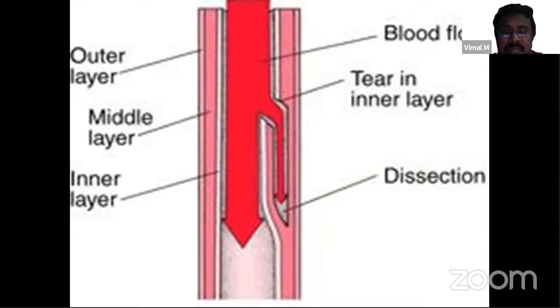So what happens here? Either the vessel wall is weak or the blood flow is hampered. You have conditions like Marfan syndrome, Ehlers-Danlos syndrome, hypertension, and pregnancy, especially in the third trimester, because the hormones may weaken the walls of the blood vessel. All of these are predisposing factors for dissecting aneurysm.